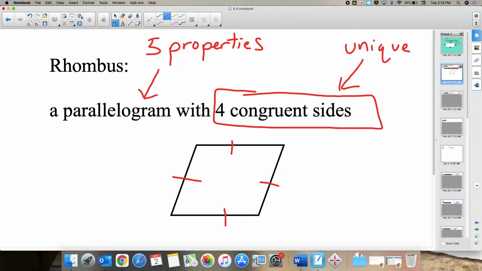Now, most people grow up learning that, okay, if I have 4 congruent sides, that's my square. Now, that's not going to be your square. That is actually going to be your rhombus.